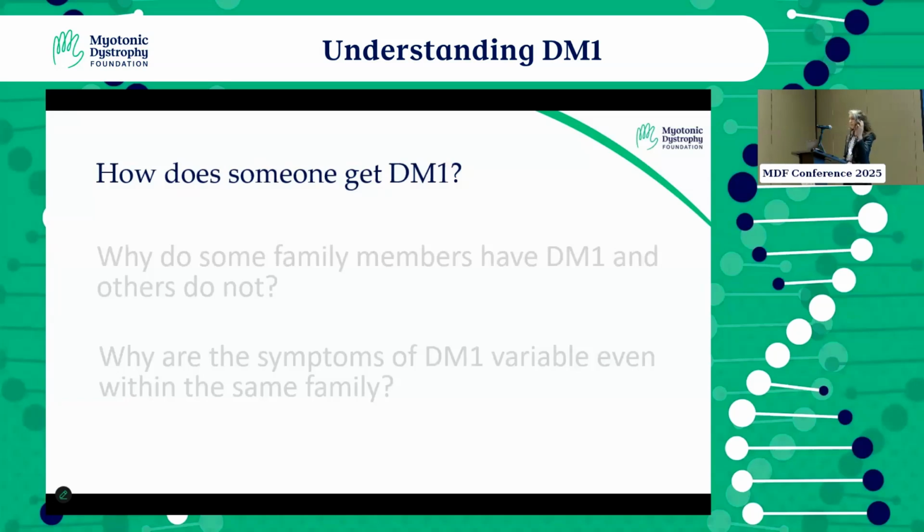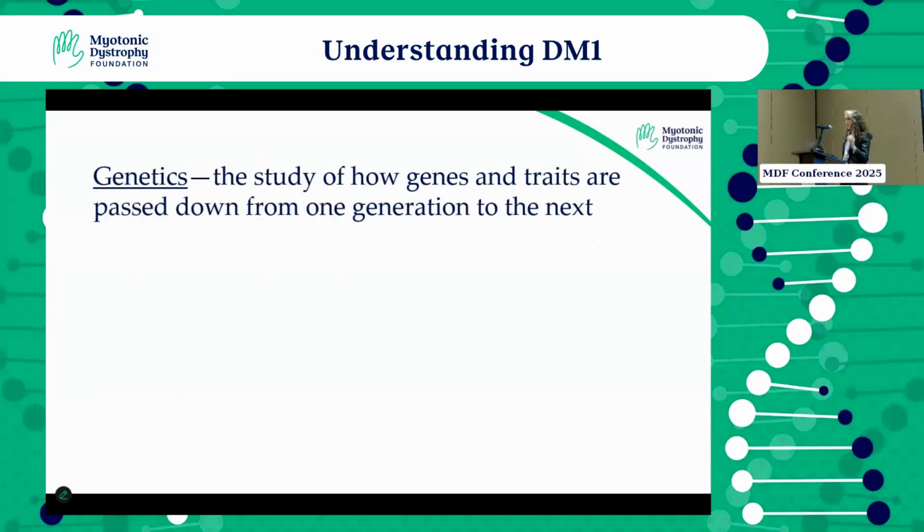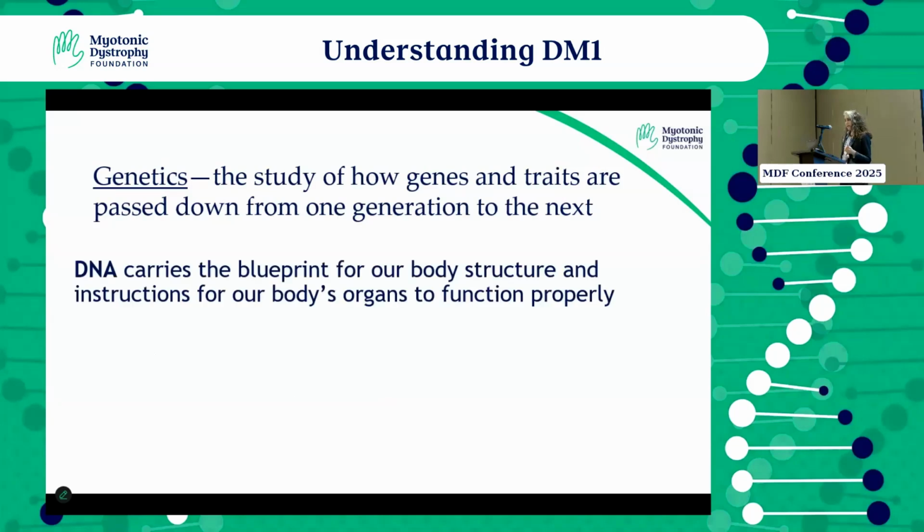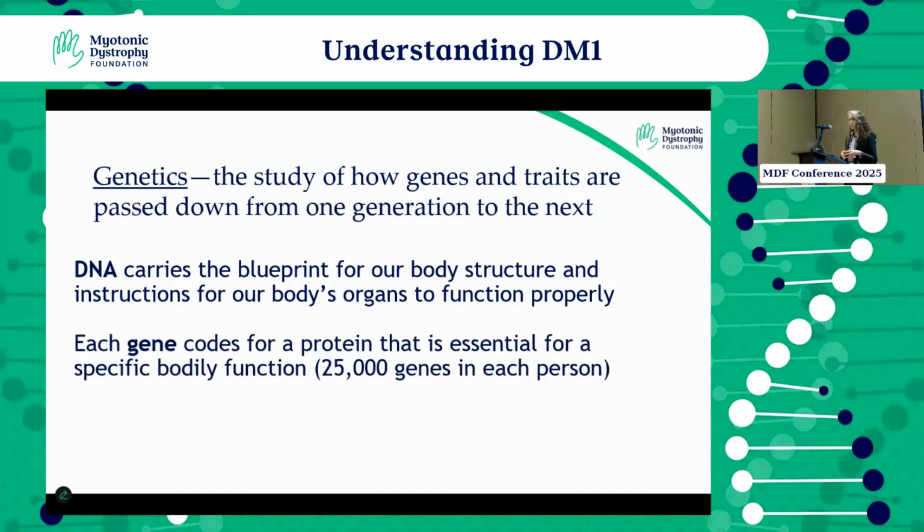To answer this question, we need to really do a deep dive into genetics. This is the study of how genes and traits are passed down from one generation to the next. DNA carries the blueprint for our body structure and instructions for our body organs to function properly. Each gene codes for a protein that is essential for a specific bodily function. And within all of us, we have 25,000 genes.